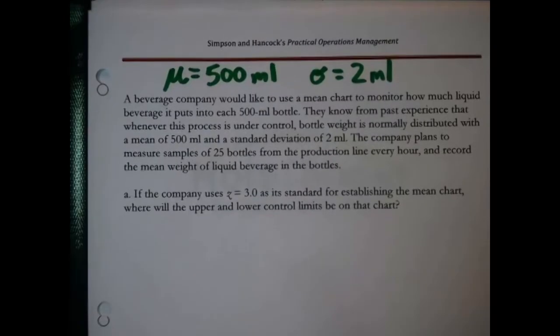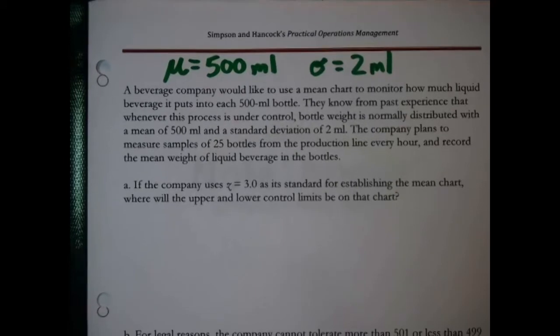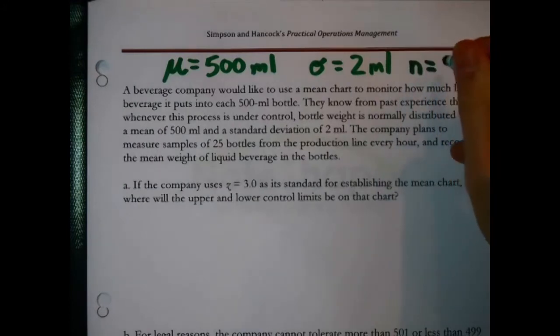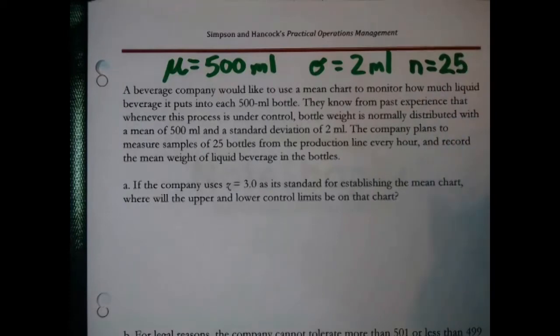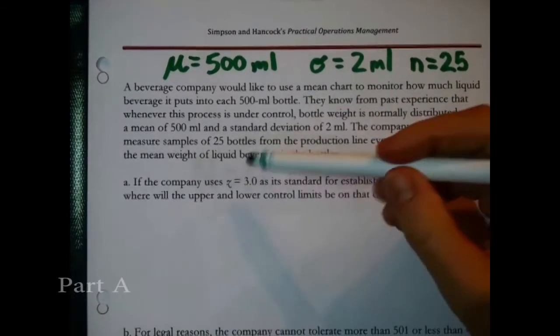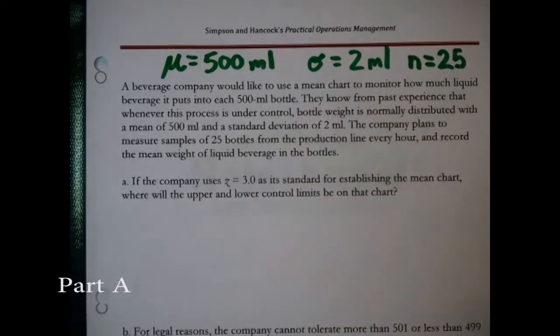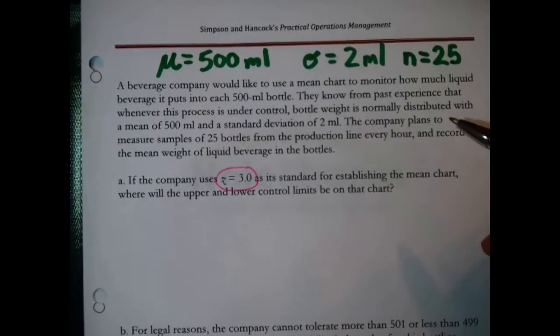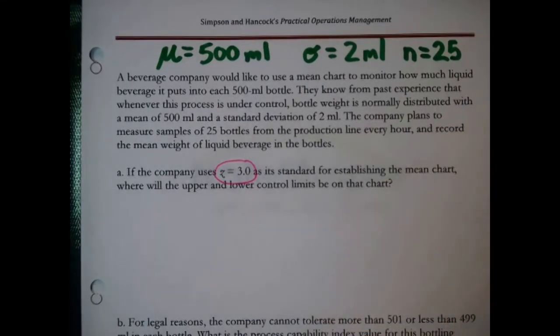Let's keep reading. The company plans to measure samples of 25 bottles every hour. That is another important data point, lowercase n for sample size. I want to note that separately, and record the mean weights of liquid beverages in the bottles. If the company uses z equals 3, as is standard for establishing a mean chart, where will the upper and lower control limits of that chart be?